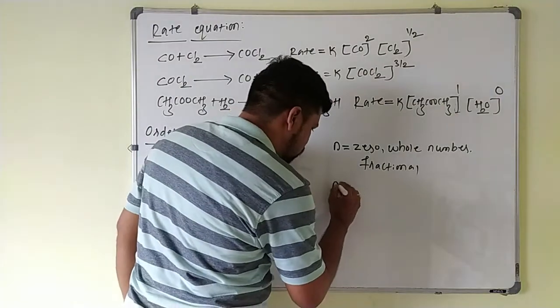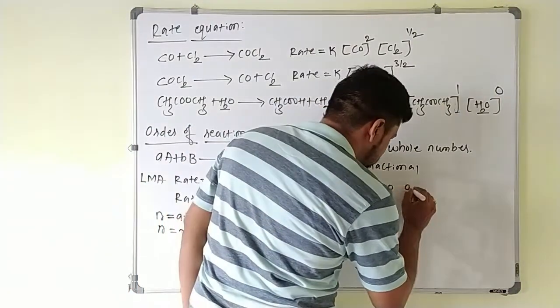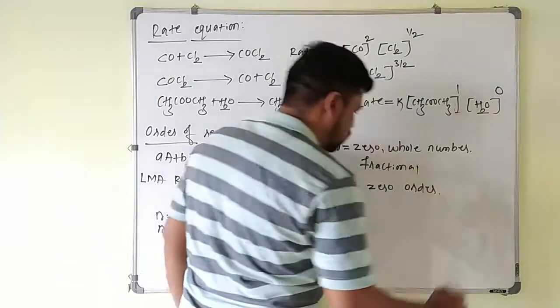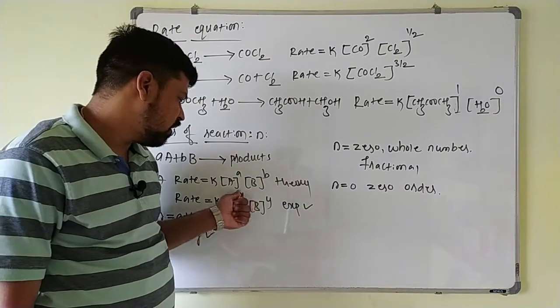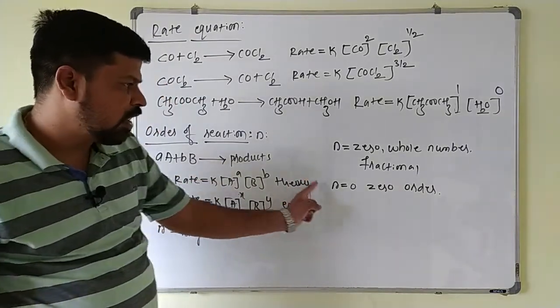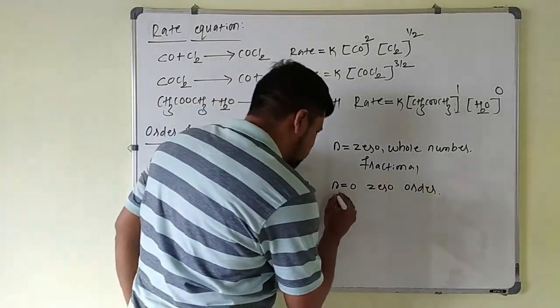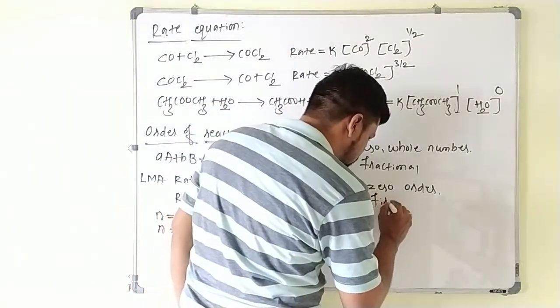Suppose n is equal to 0, the order of reaction will be a 0 order reaction. If the sum of the powers of concentration term in the experimental equation is equal to 0, then it is called a 0 order reaction. Suppose you get n value equal to 1, then it is first order.